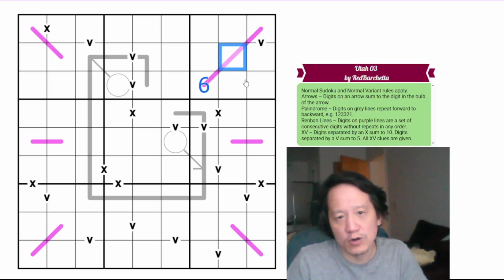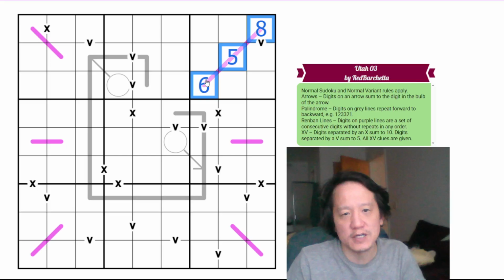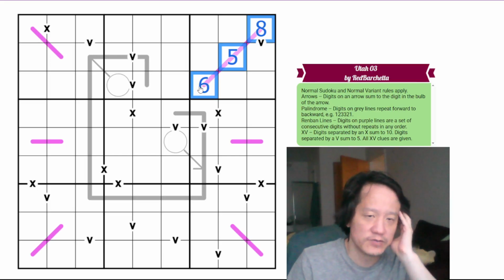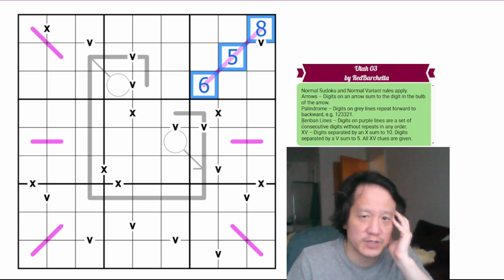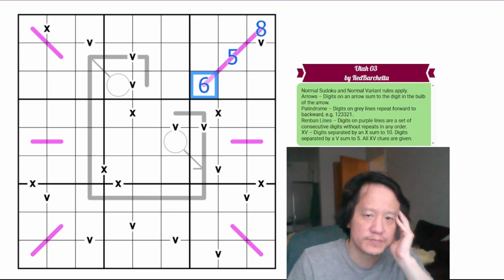What could not work would be 5, 6, or 8 because, again, these don't form a set of consecutive digits, right? 5 and 6 are consecutive, but 8 is not consecutive with either 5 or 6. So that's not valid as a Renban line.